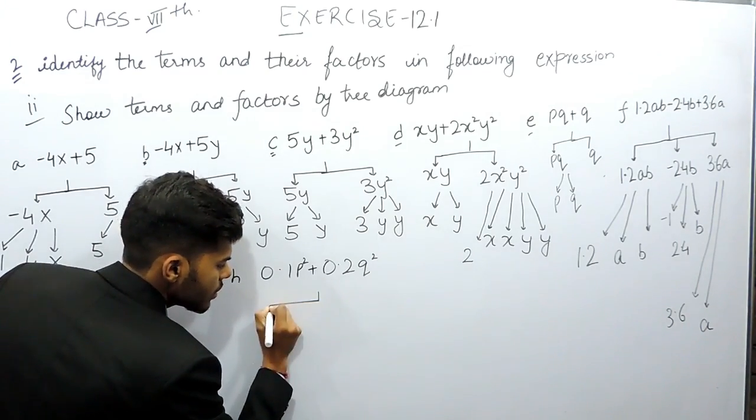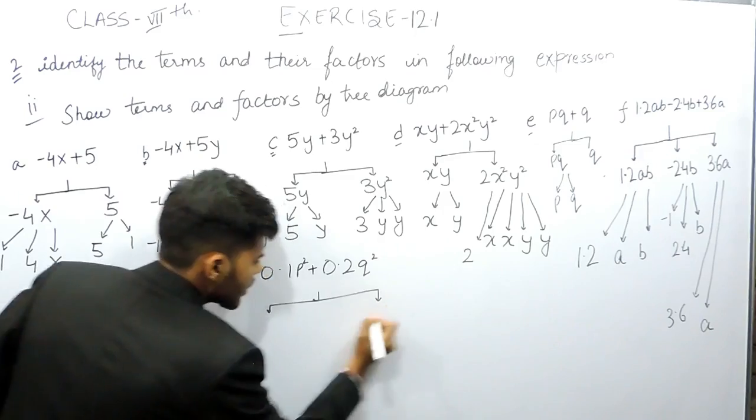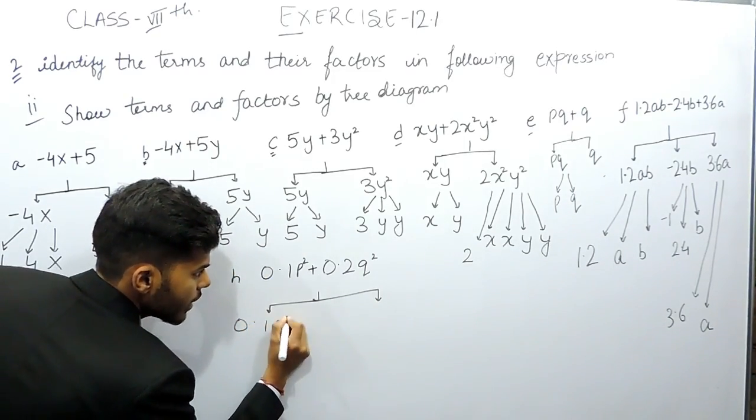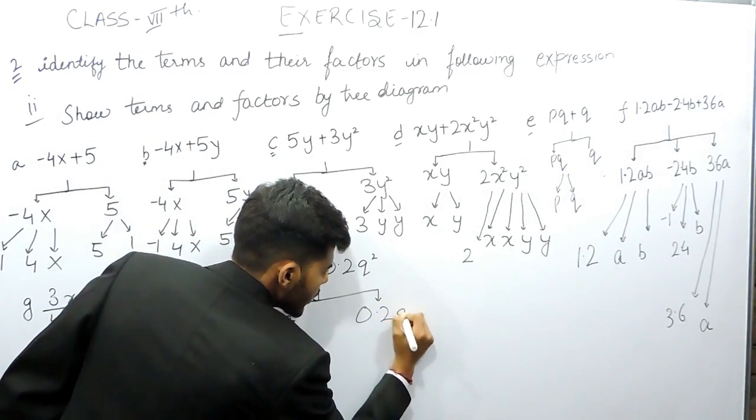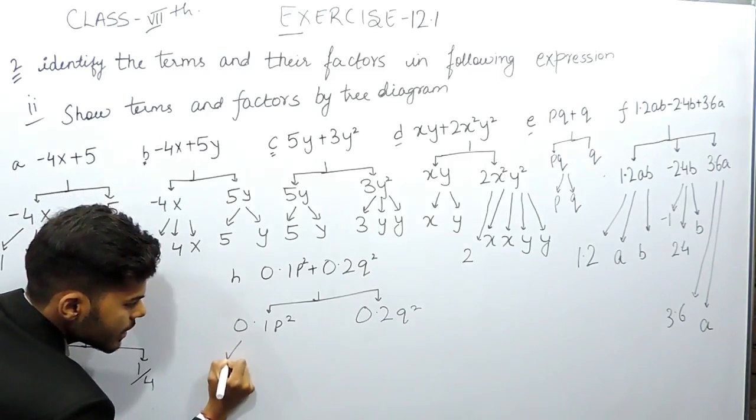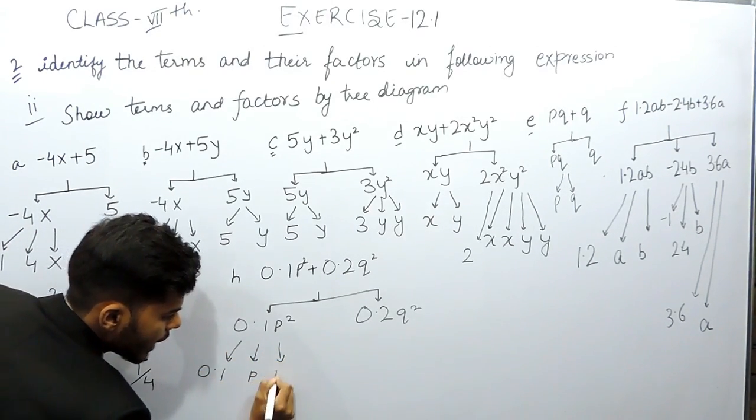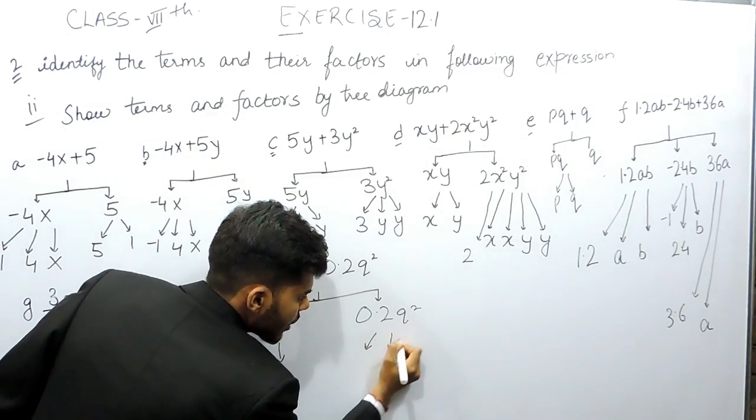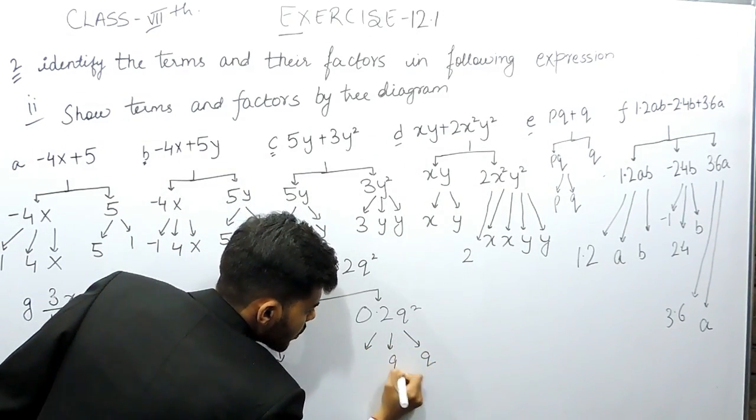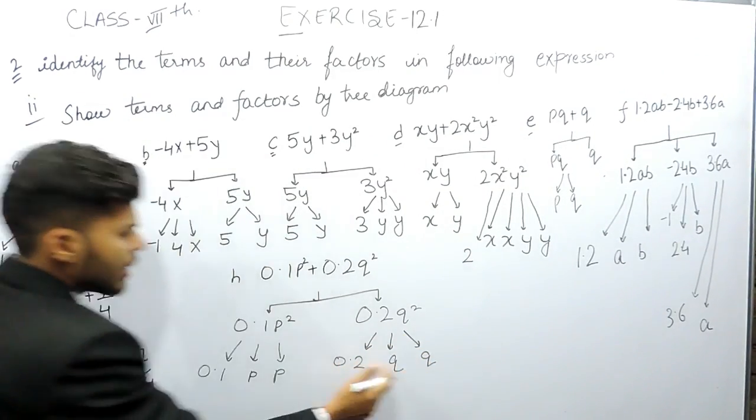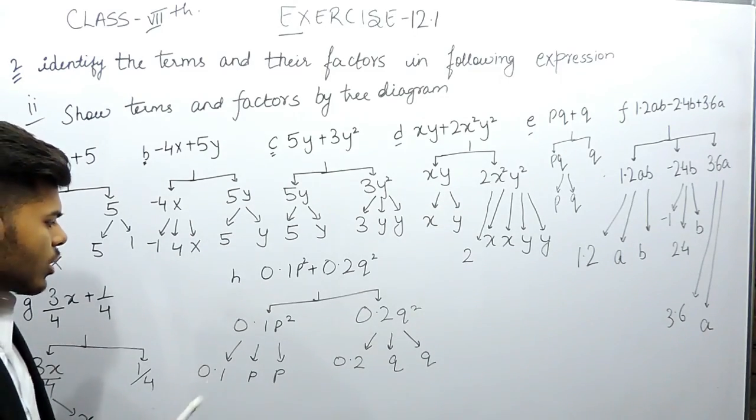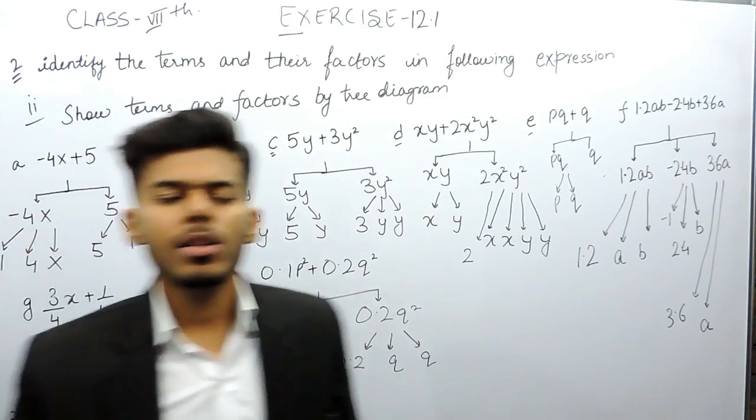And in this one, the two terms are 0.1 p square and 0.2 q square. This will have 3 arrows, 0.1 p and p. This will again have 3 arrows, q, q and 0.2. When multiplied will give us 0.2 q square and 0.1 p square. This is how you can solve this question.